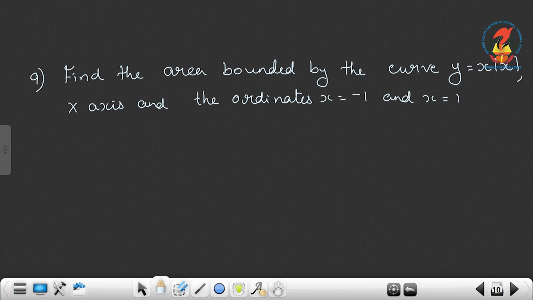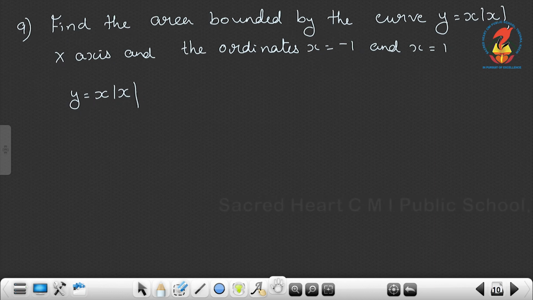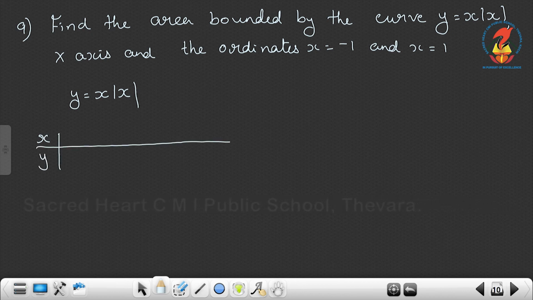Next one, find the area bounded by the curve y is equal to x mod x, x axis and the ordinates. Again the graph. How is the graph? x, y. When x is 0, y is also 0. When x is 1, y is 1. When x is 2, 2 into 2, 4. Then if x is 3, 3 3s are 9.